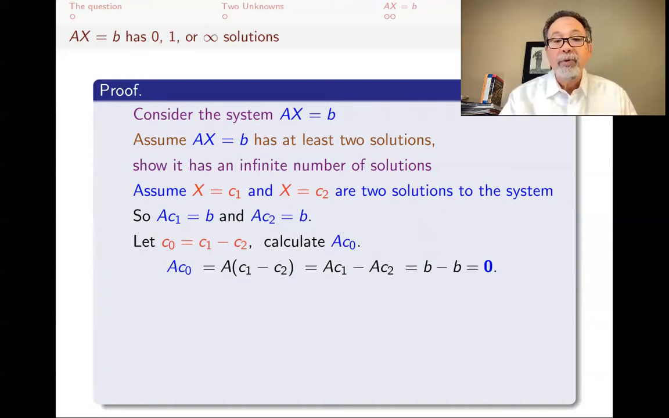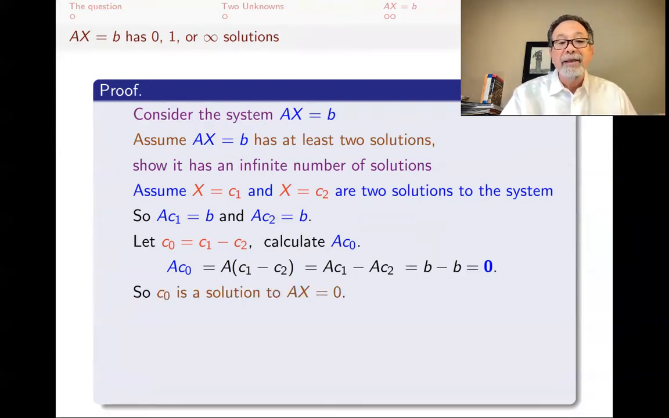So what happened? What we got is that C0 is not a solution to AX equals B. That might be a little bit disappointing. But what we found is that actually C0 is a solution to a different system. What system? The system AX equals 0. So C0 is a solution to AX equals 0. If you take C0 and plug it in for X, those variables, you won't get the B, the right-hand side, but you will get all zeros.